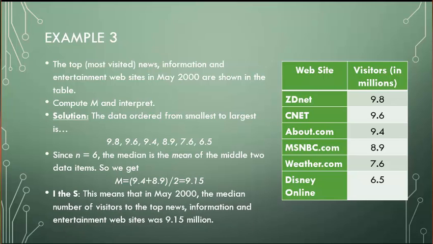So this means that in May 2000, the median number of visitors to the top news, information, and entertainment websites was 9.15 million users. All right? So that's the second of our primary measures of centrality. Let's talk about the third one now, the mode.